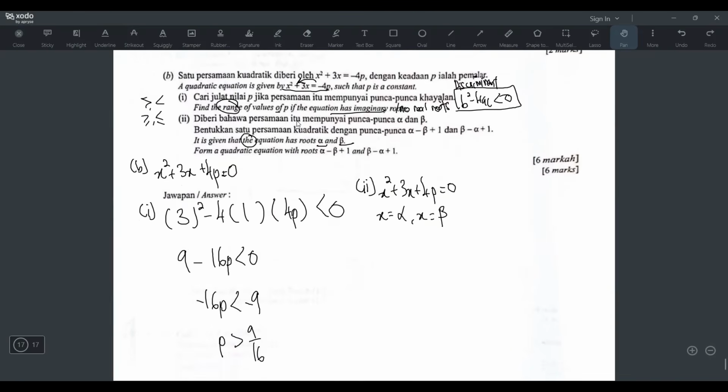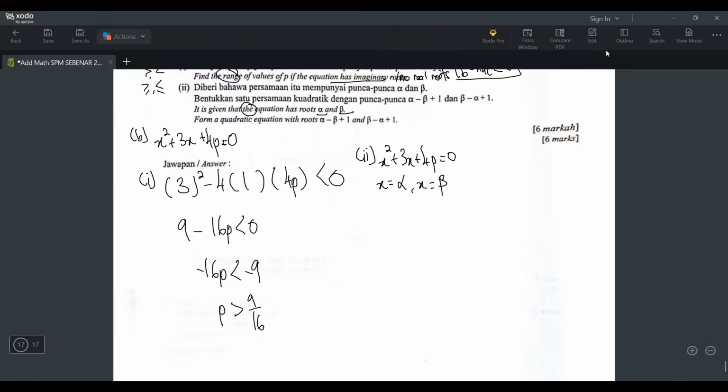But why in B1 just now I never use the SOPOR method is because they said imaginary roots or no roots. So for this you don't do SOPOR. For this you do b squared minus 4ac smaller than 0. If it's two different roots, then b squared minus 4ac bigger than 0. If it's two equal roots, then b squared minus 4ac equals 0. But for no roots, it will be b squared minus 4ac smaller than 0.